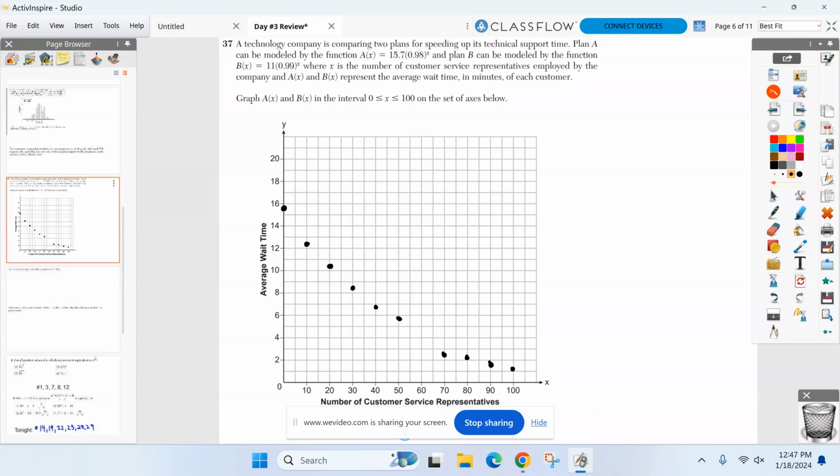Last point before we go to the next curve. It says graph it from 0 to 100, nothing more than 100. So don't go past this. Don't put an arrow on it. It's asking from 0 to 100, including those values. So do not go past it. No arrows on here. 0 to 100.